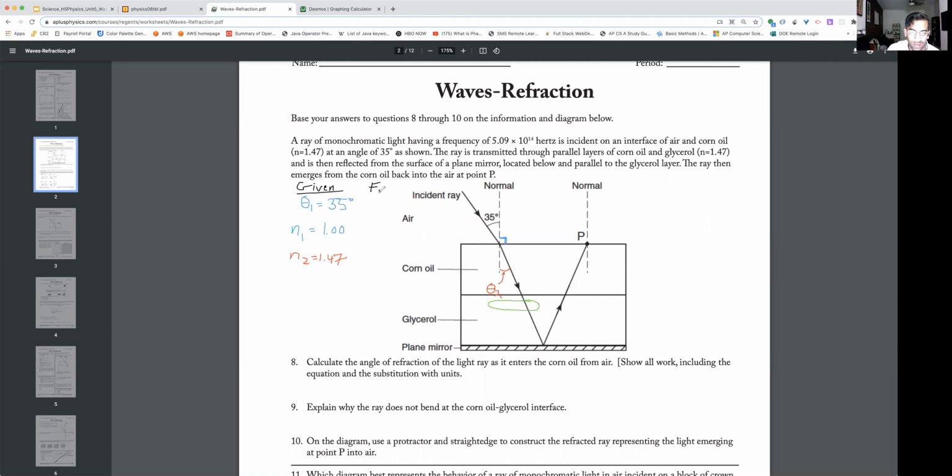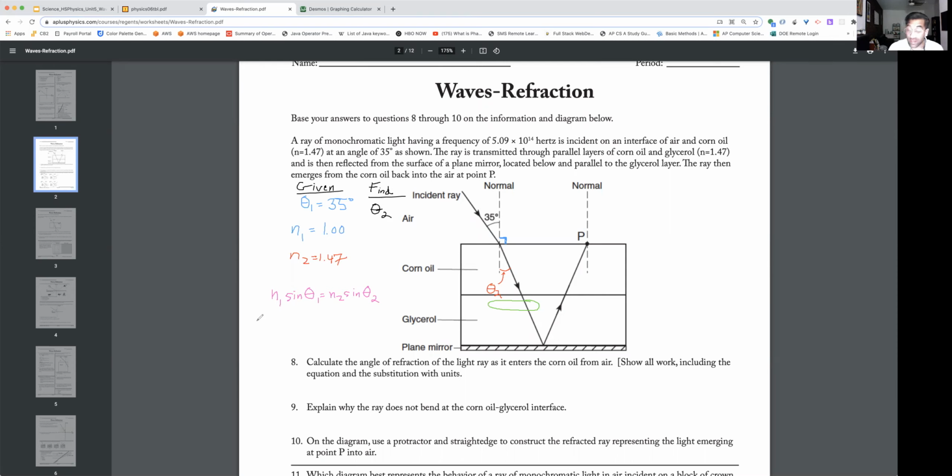And then I am trying to find theta 2, all right? And all I have to do is plug my information into Snell's law and solve for the unknown, which I'm going to do down here. So just to repeat Snell's law, I know that n1 times the sine of theta 1, or the sine of my angle of incidence, is equal to n2 times the sine of theta 2, or n2 times the sine of my angle of refraction. Okay, and theta 2 is what I don't know.